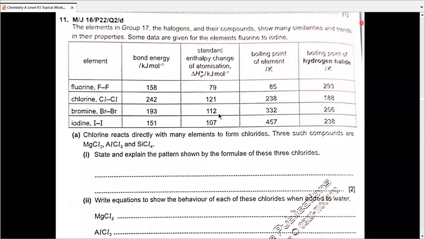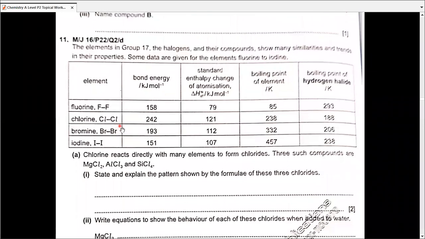Okay, sir. All right, 11. 11 says the elements in group 17, the halogens and their compounds, show many similarities in trend in their properties, and that are given for the elements of fluorine to iodine. So we have the elements, and then we have the bond energies, the enthalpy range of atomization, boiling point of element, boiling point of hydrogen halides.